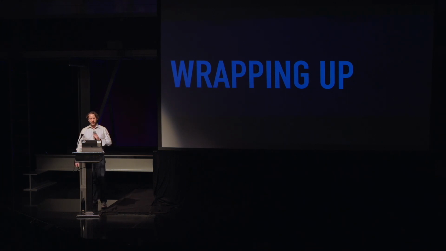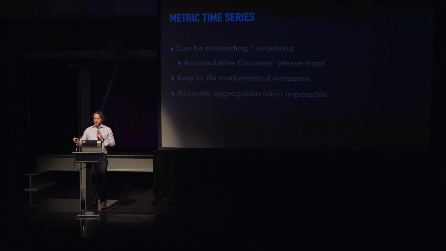So let's summarize what we've talked about. Metric time series have been the easy, dominant paradigm for monitoring data over the last decade or so. But they increasingly present challenges in today's environments. Because they have such a limited data model, the consumers of the data need significant out-of-band context to interpret it. And if you don't have that context, the numbers can be misleading and cause unnecessary confusion. I've harped on accumulative counters as one of the worst offenders here, but they're by no means the only one.